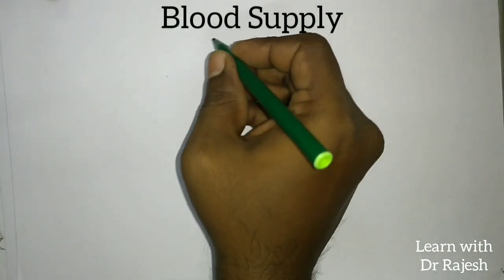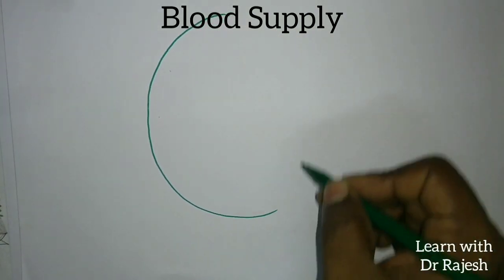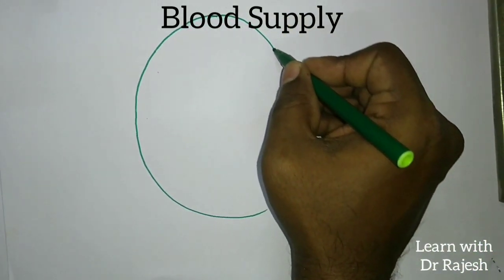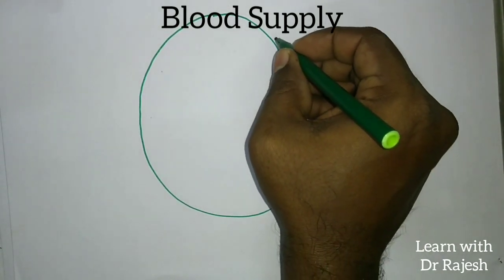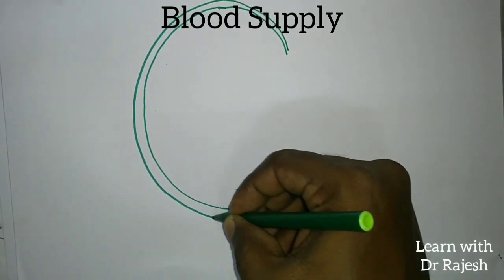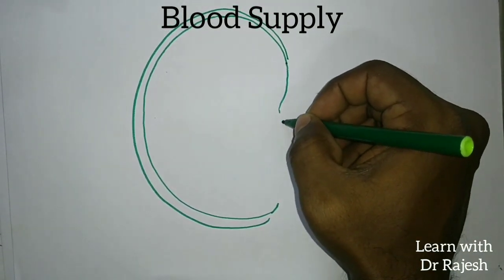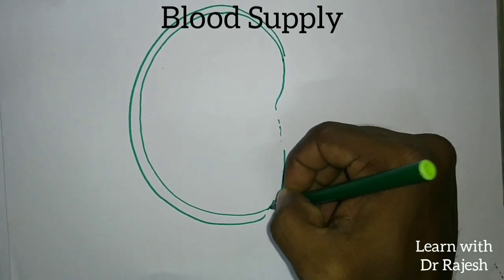Now let's study the fate of the splenic artery after it enters the hilum of the spleen. What I am drawing is the spleen, which is surrounded by the capsule. This is the capsule of the spleen which is surrounding the spleen. So this area is the hilum of the spleen.